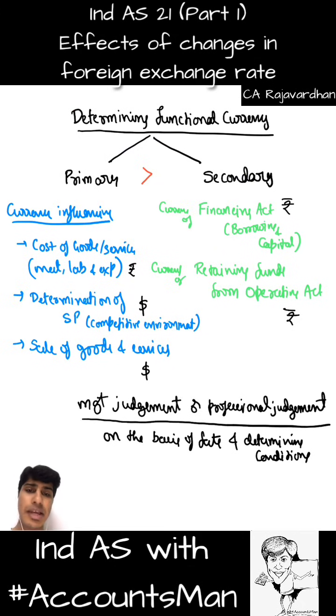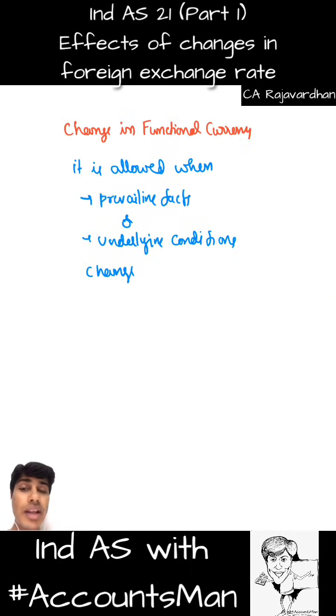If you go back to our example, maybe assume the entire financing activity, entire borrowing or entire capital of Infosys is in rupees. You get that? So we determined our functional currency as rupees. But over a period of time, what happened? The entire Indian company of Infosys has been acquired by some foreign company now. So the entire funding is not in rupees now. In such a case, till now Infosys considered functional currency as rupees. Can they now change their functional currency from rupees to dollars? Yes. Why? How are they allowed? They are allowed because the prevailing facts, that is the financing, or the underlying conditions, have changed. Then they are allowed to change.